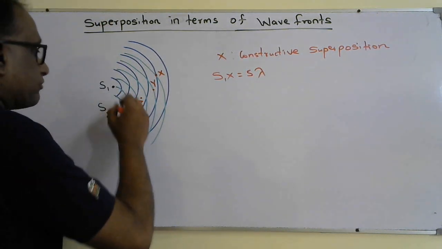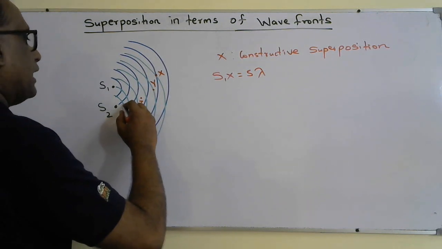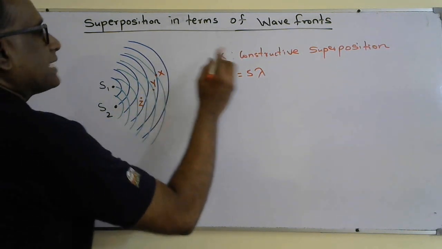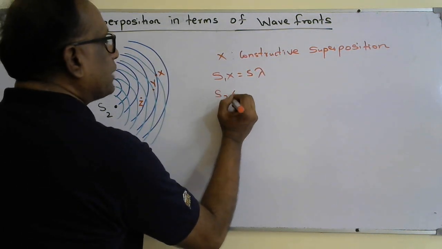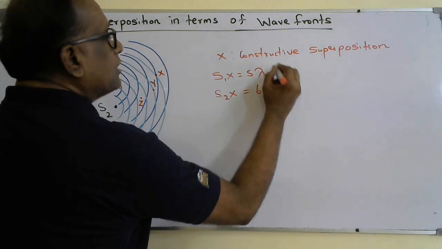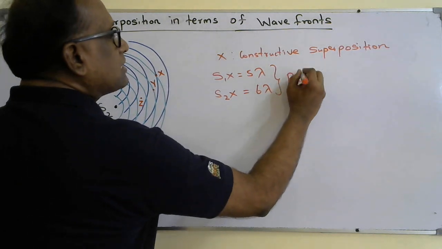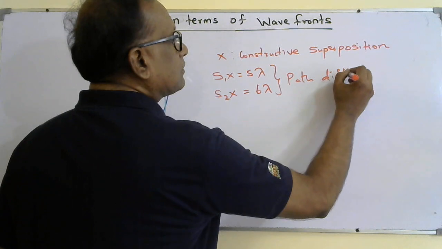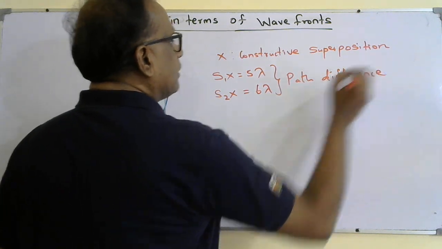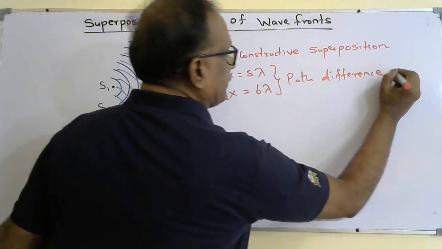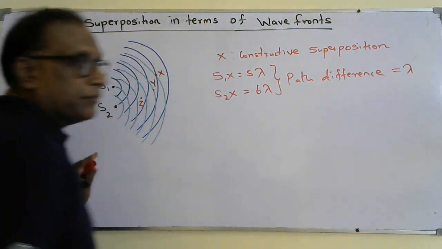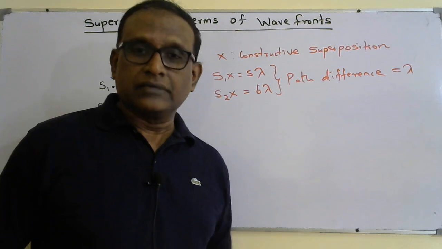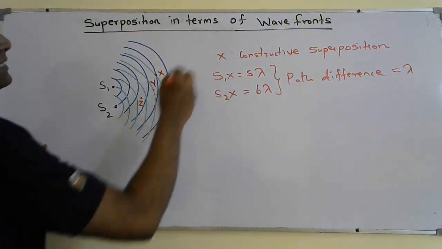S2X, this is again for the green wavefronts: lambda, 2 lambda, 3 lambda, 4 lambda, 5 lambda, 6 lambda. So S2X equals 6 lambda. When I consider the path difference using these two distances, you get 6 lambda minus 5 lambda, which equals lambda. So a path difference of lambda means there will be constructive superposition. Already we learned that earlier. So that is at X.